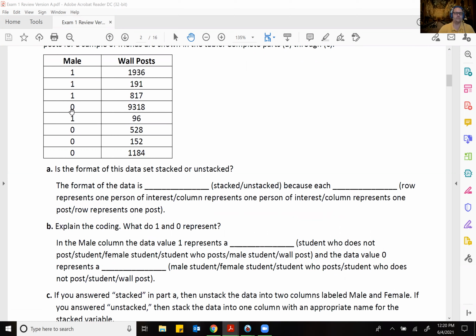So what do these ones represent? Male student. So that's the first blank. Second blank, and the data value 0 represents a female student. Perfecto.